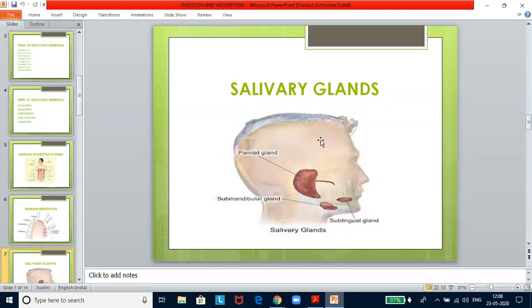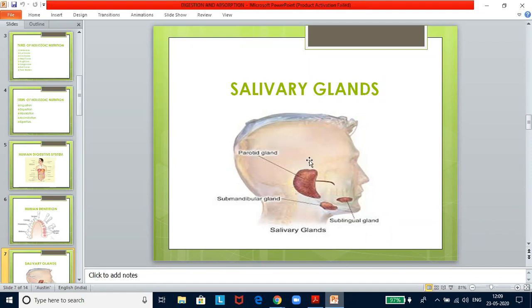Before that, let us look into the salivary glands. There are three pairs of salivary glands: parotid gland, submandibular gland, and sublingual gland. Note the positions here. Sublingual means below the tongue. Submandibular means it is below the lower jaw, near the lower jaw, and parotid is near the ear. This is where it will be found, and this is the largest gland here.